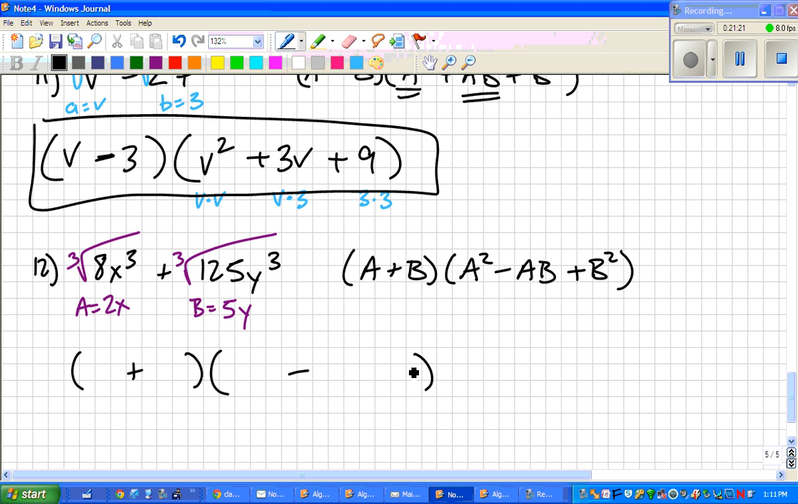Okay, so it's plus, minus, plus. We already know that A is 2x and B is 5y. So all I'm doing is following this pattern now. So A squared is 2x times 2x, which gives us 4x squared. 2x times 5y, 10xy, and then 5y times 5y gives us 25y squared.